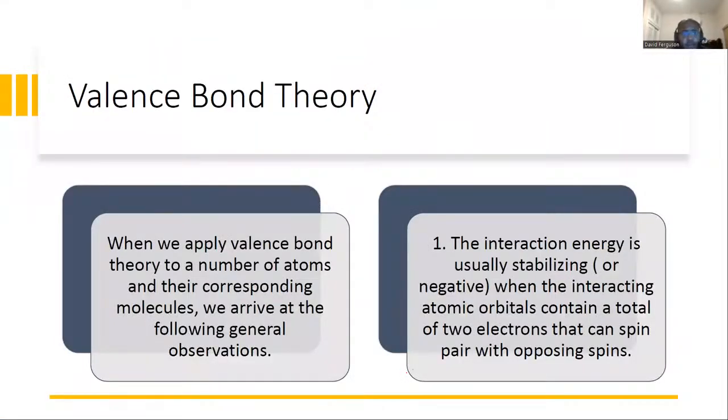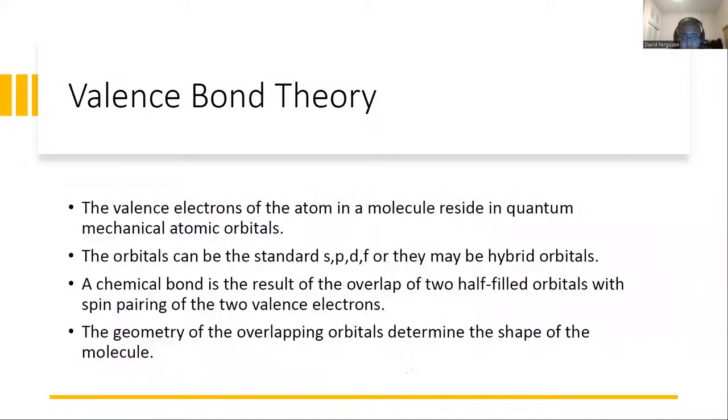When we apply valence bond theory to a number of atoms and their corresponding molecules, we arrive at the following general observation. Interaction energy is usually stabilizing, or negative, when the interacting atomic orbitals contain a total of two electrons that can spin pair with opposing spins. So a chemical bond is a result of the overlap of two half-filled orbitals with spin pairing of the two valence electrons. And the geometry of the overlapping orbitals determines the shape of the molecule.